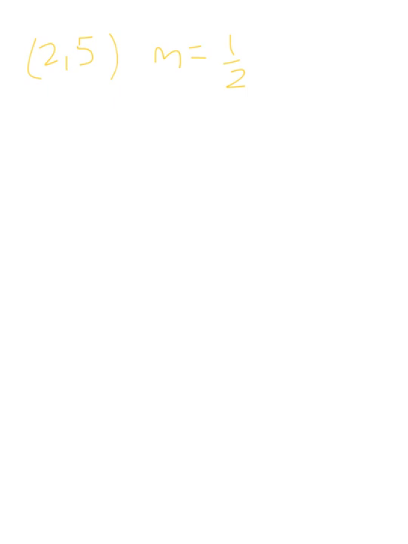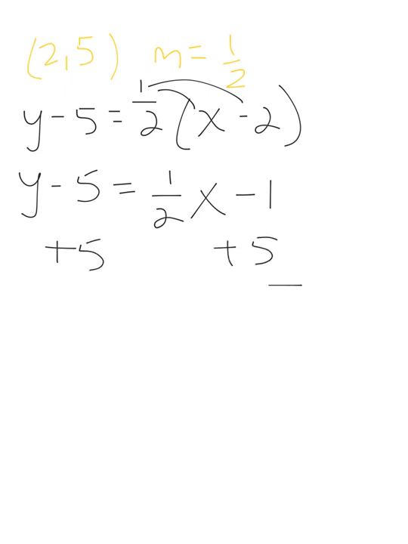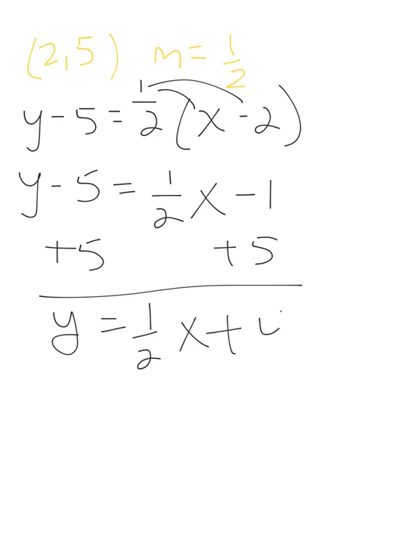So the first thing you're going to do is write it in point slope form. You have y minus 5 equals 1/2 parentheses, x minus 2. Y minus 5, distribute 1/2 x minus 1, and then add 5 to both sides. You have y equals 1/2 x plus 4.